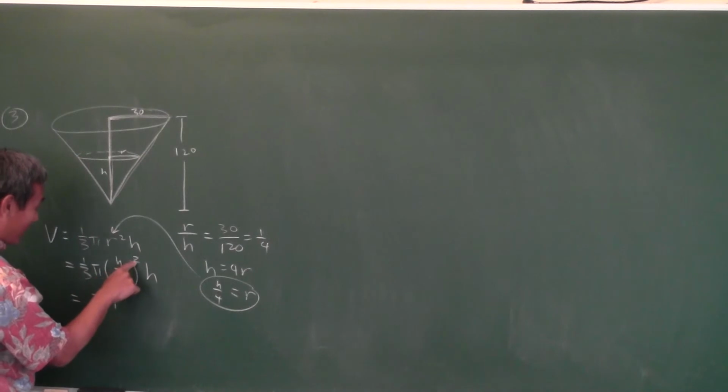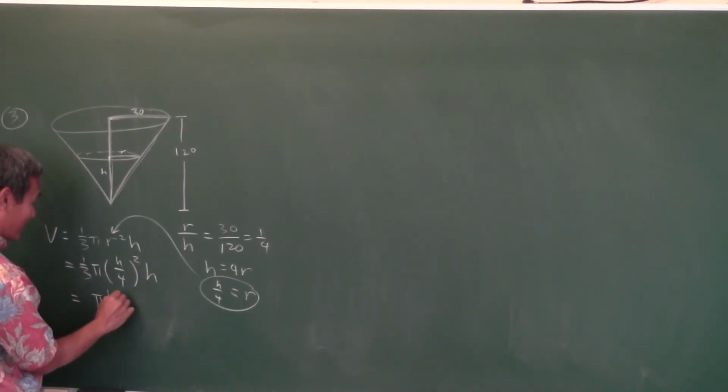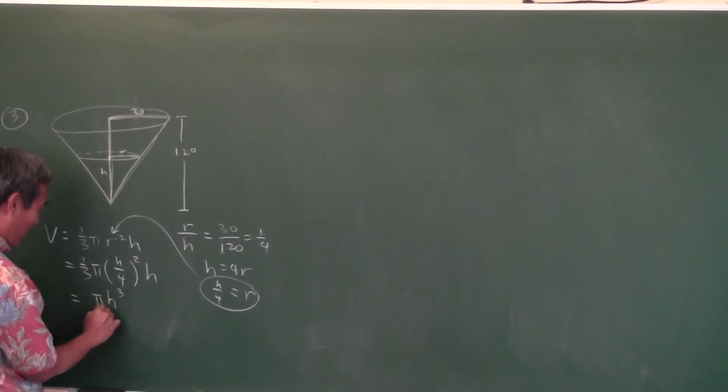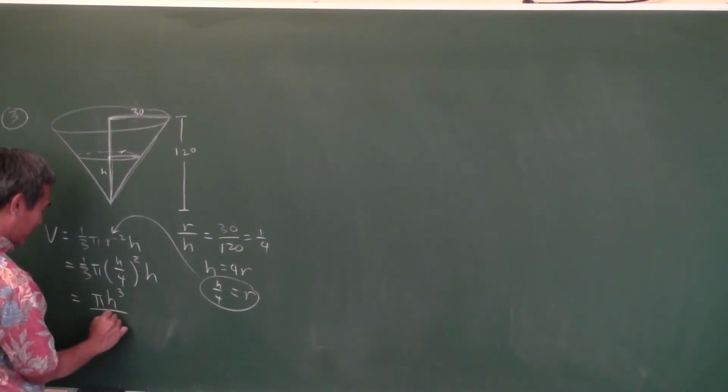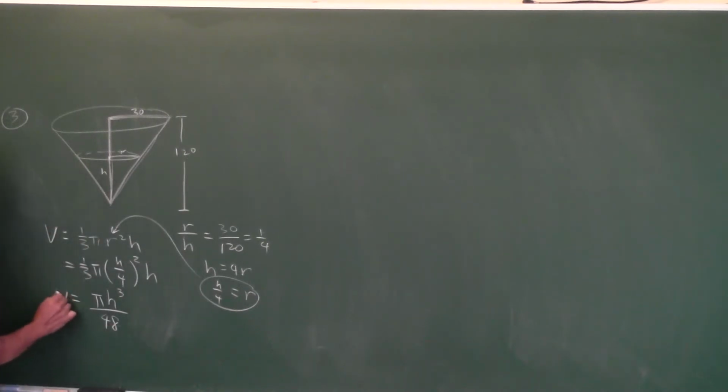Look, there's an h squared here and an h to the first there. Multiply them and you get h cubed, all over... sorry, and the bottom is 48. That's what I meant. All right, there you go. And that's all you have to do in that problem.